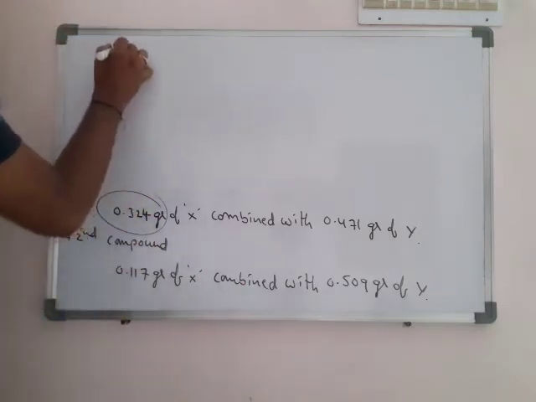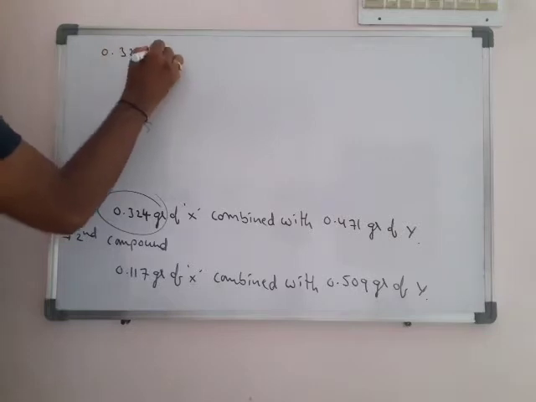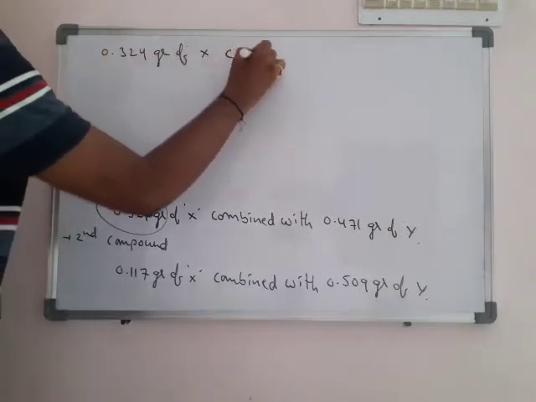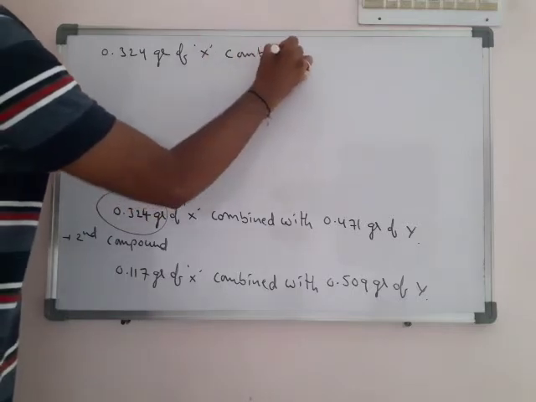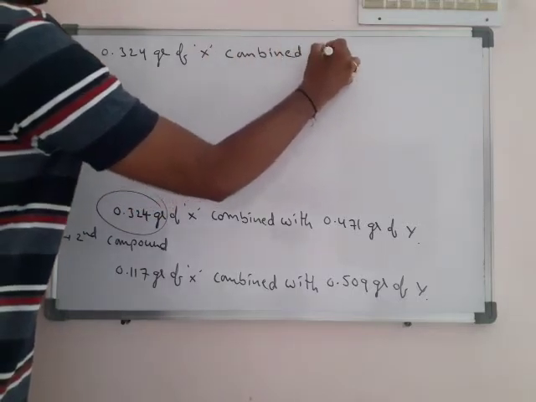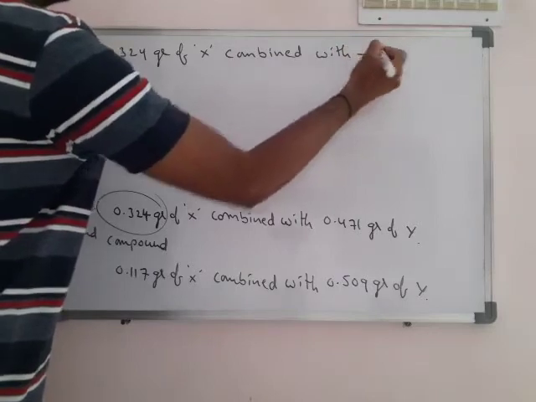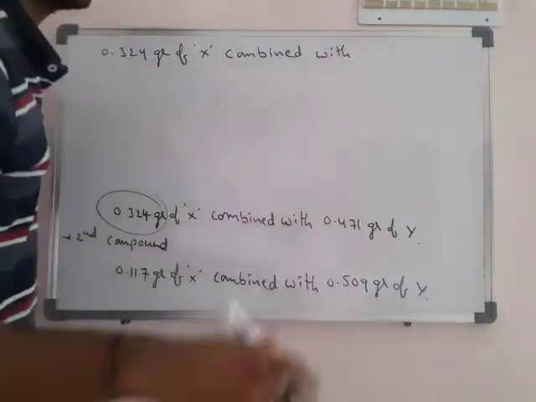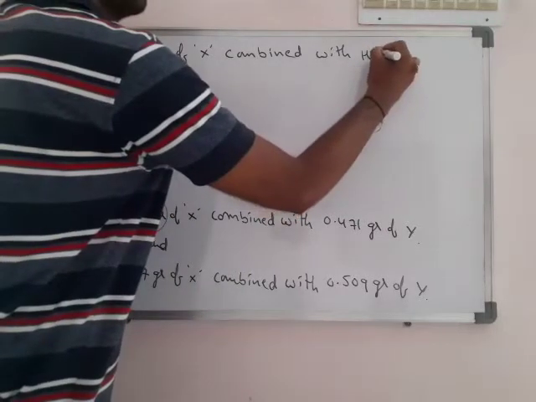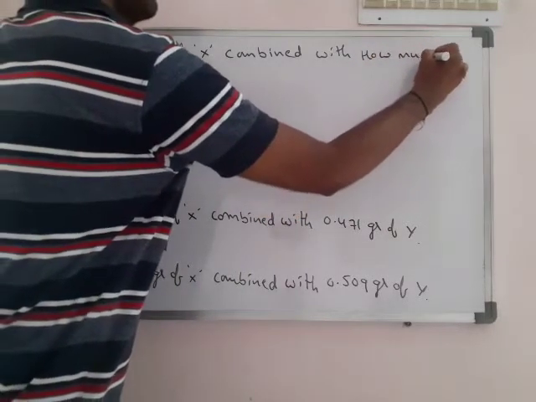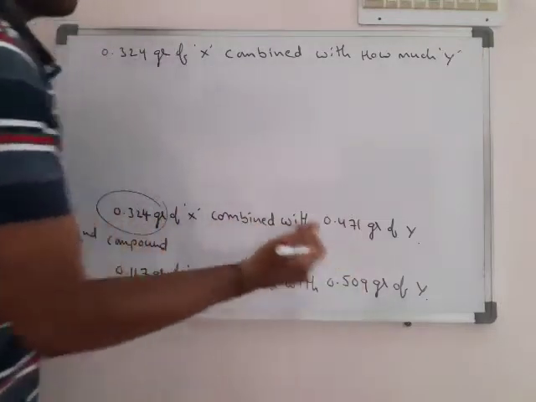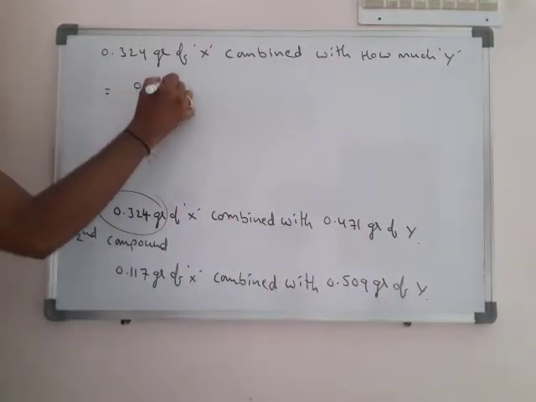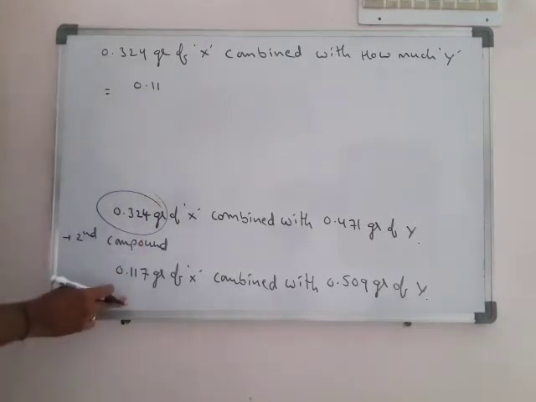So 0.324 grams of x combined with how much y? How much amount of y. So దీని బేస్ చేసుకుని చేస్తున్నాం. So that is 0.117.